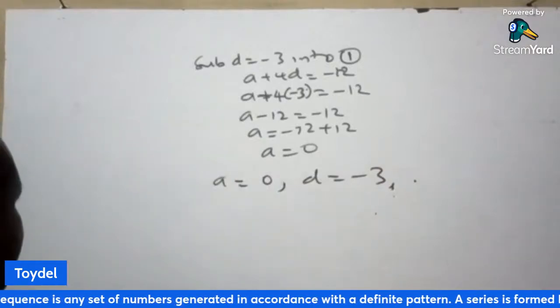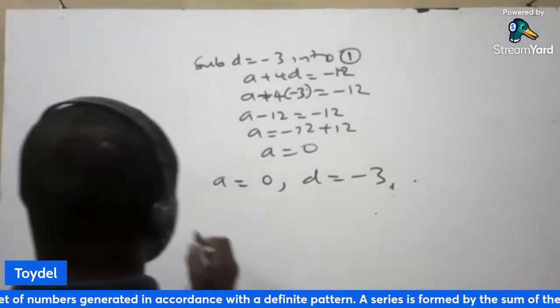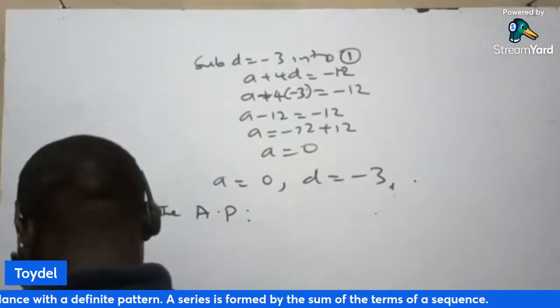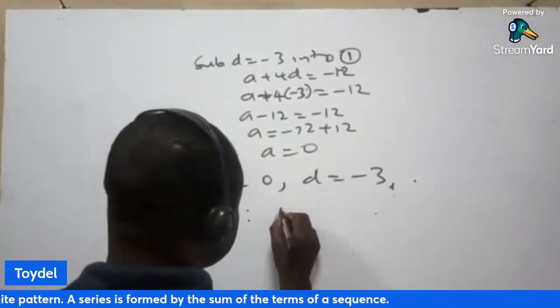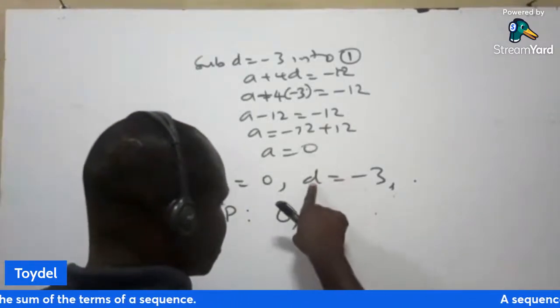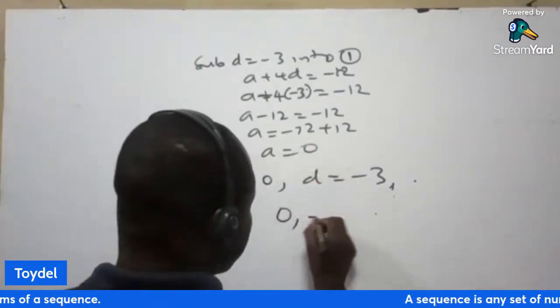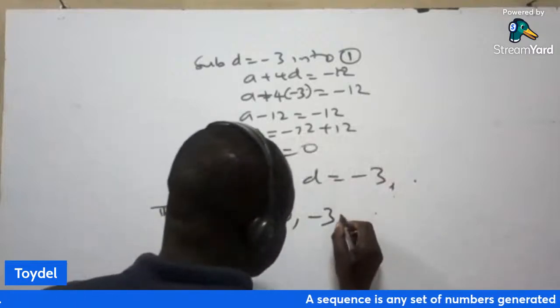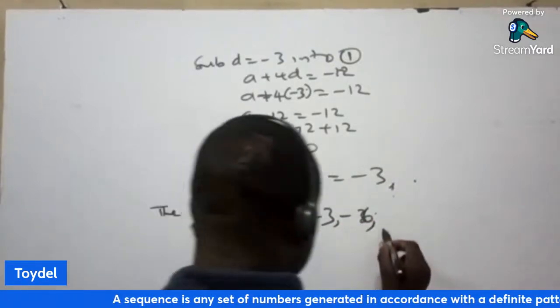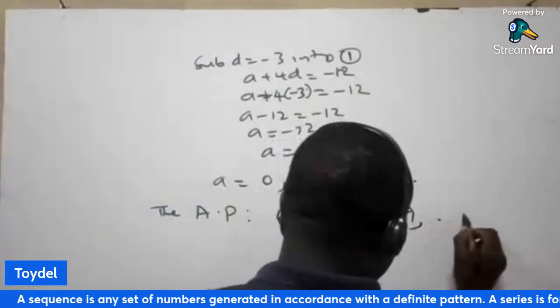So we have to find the AP. How do we get the AP? The AP, that is the arithmetic progression or linear sequence, is given as: the first term is 0, when you add the common difference, the second term will be minus 3. The third term, you keep adding, that's minus 6, minus 9, dot dot dot.